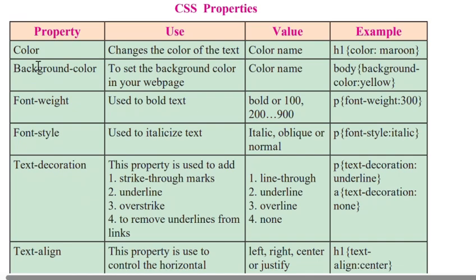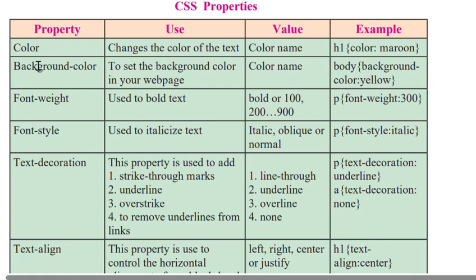Now CSS properties: property, use, value, example. The color property is used to change the color of the text. The value is a color name. Example: H1 color equals maroon. Next property is background color. Its use is to set the background color in your web page. The value is a color name. Example: body background color yellow. Background color is a property and yellow is the value assigned to that background color.